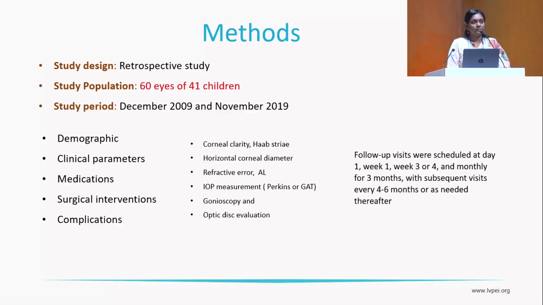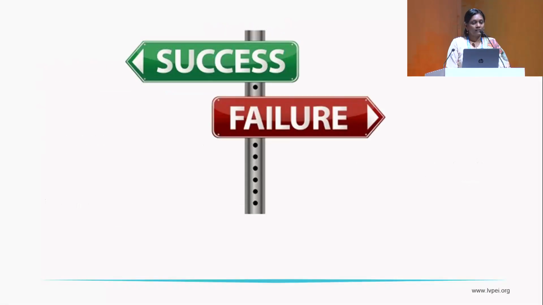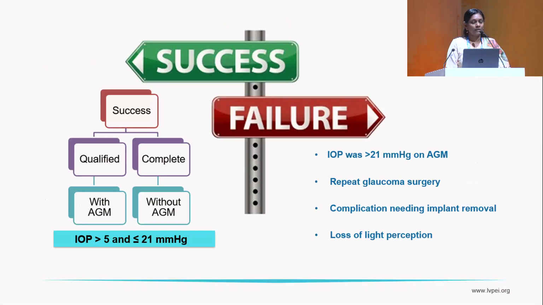This is a retrospective study which included 60 eyes of 41 children between December 2009 and November 2019. We defined success as intraocular pressure between 5 and 21 millimeters of mercury without AGMs as complete, and with AGMs as qualified. Failure was defined as intraocular pressure greater than 21 millimeters of mercury with AGMs, where repeat glaucoma surgeries were required, complications needing implant removal, and loss of light perception.